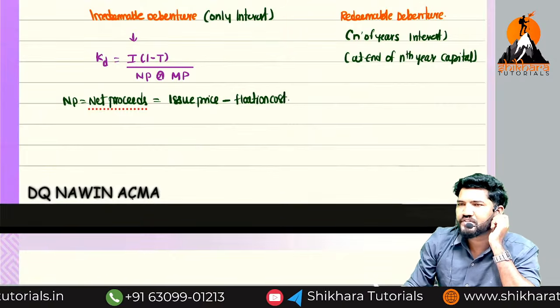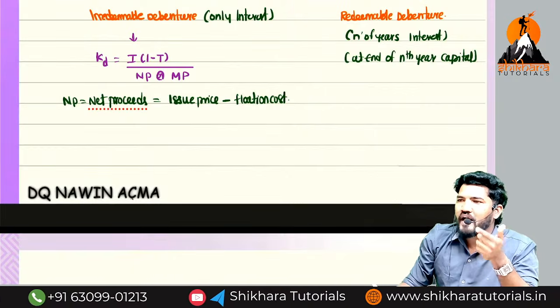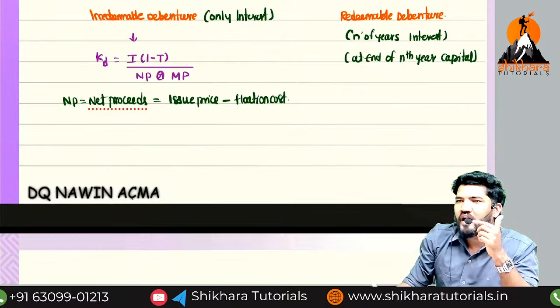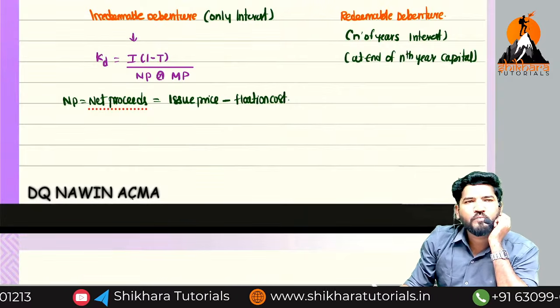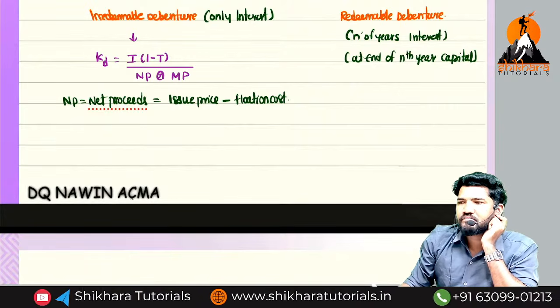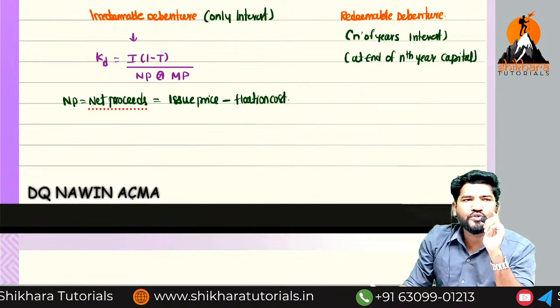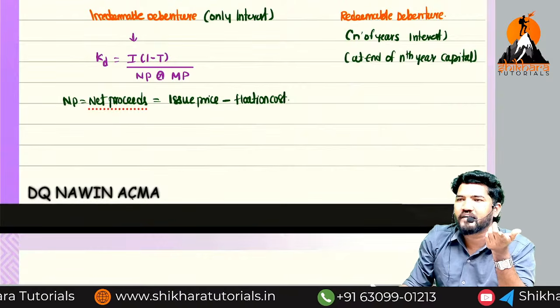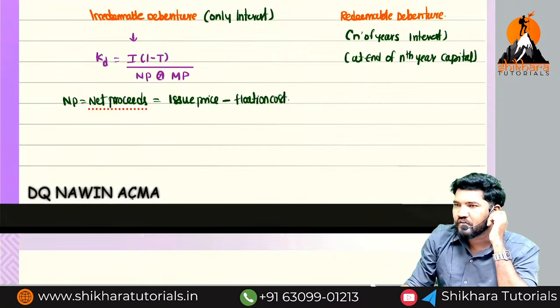What is the issue price? I can issue at my book value, at more than book value, or at less than book value. If I issue at more than book value, that is called premium. If I issue at less than book value, that is called discount. If I issue at book value, that is called par. Clear? After that, what is flotation cost?